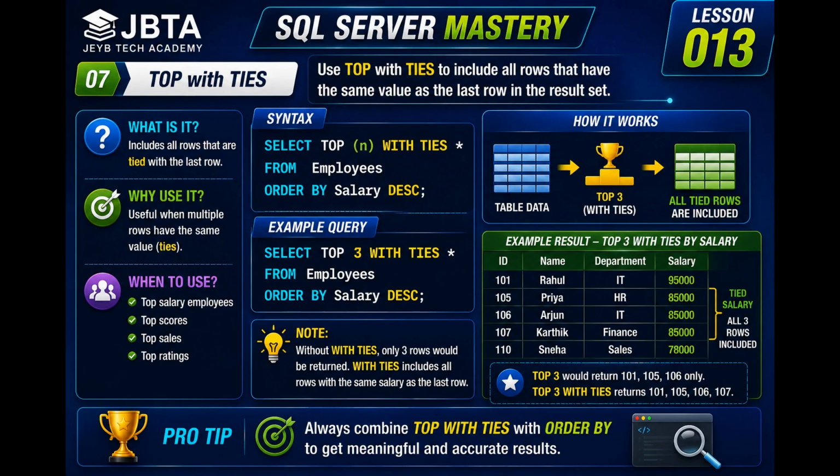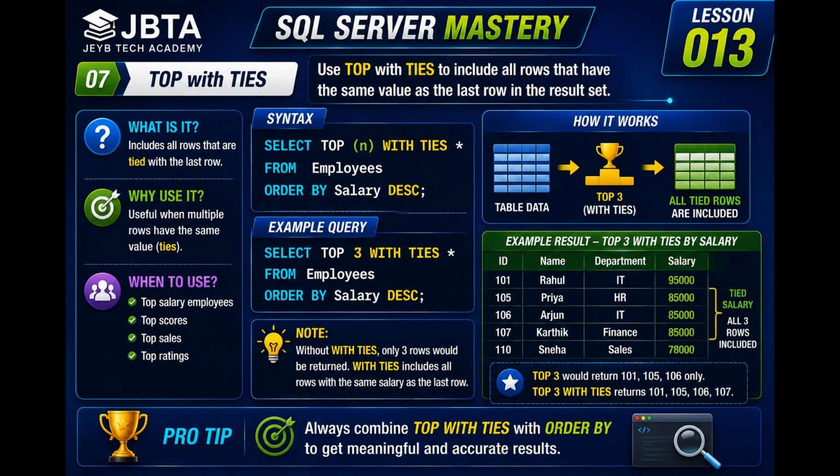But now let's imagine something different. The first employee earns $90,000. The second employee earns $85,000. The third employee also earns $85,000. And the fourth employee also earns $85,000. Notice something important. The second, third, and fourth employees all have exactly the same salary.